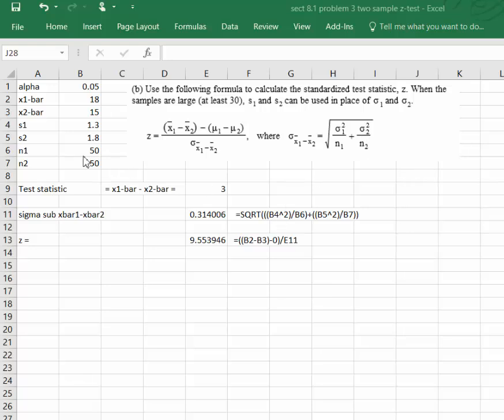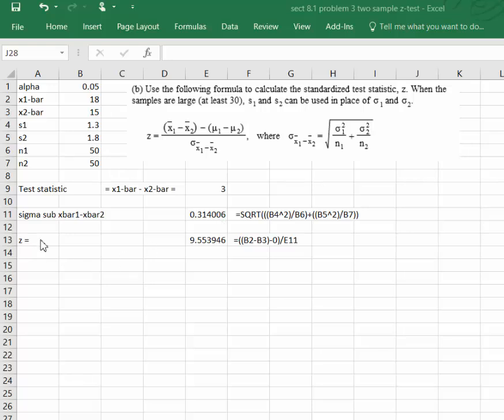And that's the value. B4 is s1 squared. B6 is the n value for the first sample. B5 squared is the 1.8 divided by the 50, which is this there. And we get 0.34006. And I'm going to let Excel keep all the decimal places.